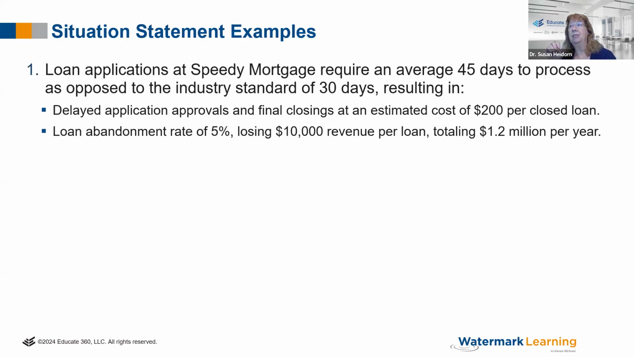Ouch. We're losing $10,000 per loan. Might need to think about it. Totaling, oh, what? Excuse me? $1.2 million per year? I think we need to fix this. So when you're making your point, when you're making your case, and no pun intended, have the data to support it.